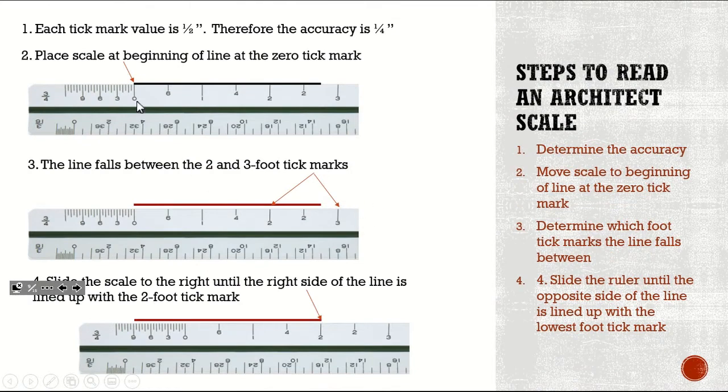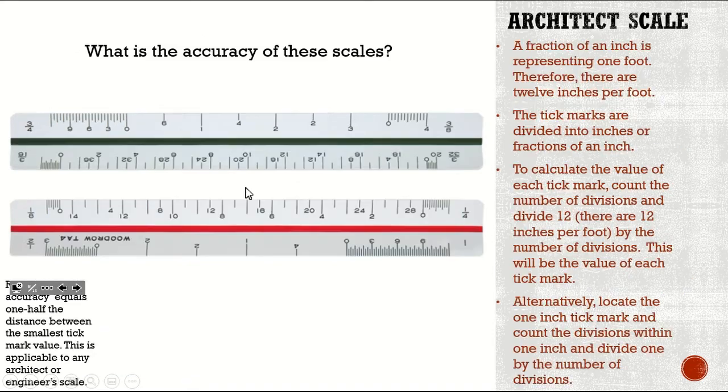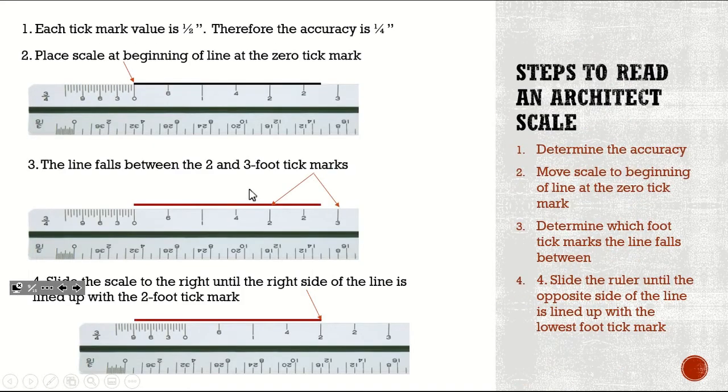So how do I measure a line? Okay, so we did the accuracy. How do I measure a line? Okay, 1, determine the accuracy. Okay, so I'm measuring this line. I know I'm at 3/4 from here to here is 12 inches. That's a real life 3/4 of an inch. So if this is 3, this is 2, this is 1, so that's 1/2 inch. So halfway between that point and this point is a 1/4 inch. So each tick mark value is 1/2 inch, therefore the accuracy is a 1/4 inch.